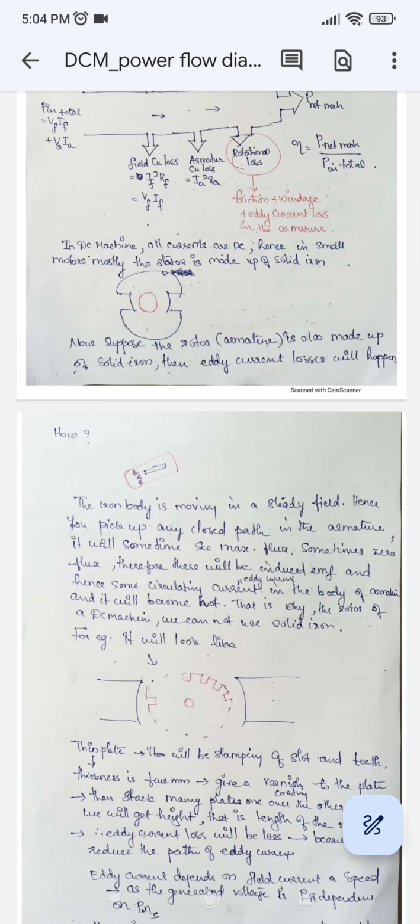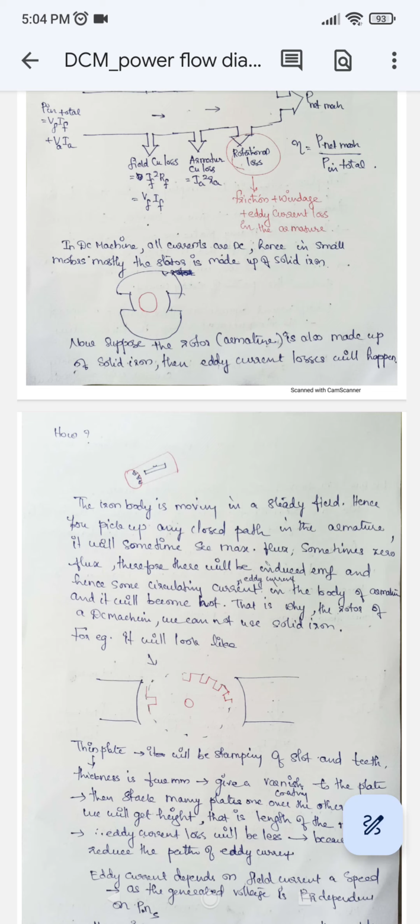Then the problem is that eddy current losses will appear in the rotor. Now you may ask a question that the stator is also made up of a solid iron, but in the stator there is no eddy current loss. If the rotor is made up of solid iron, how in the rotor alone will eddy current losses happen? Definitely there is a clear reason.